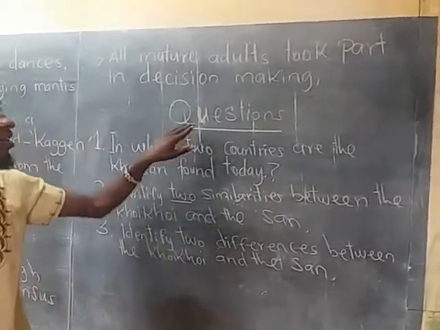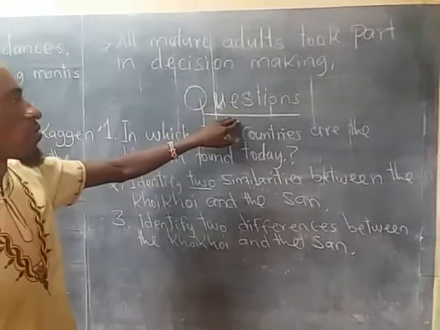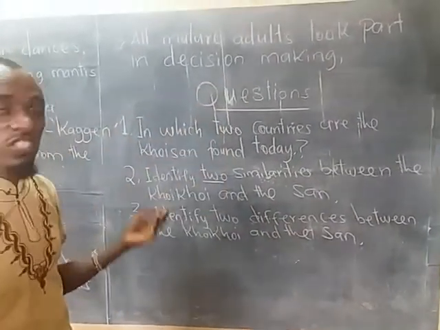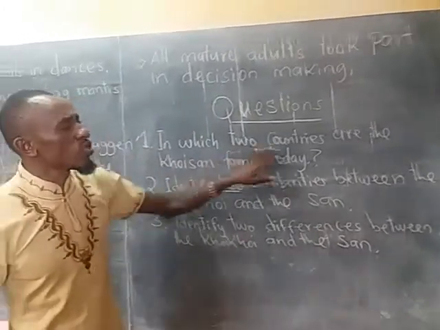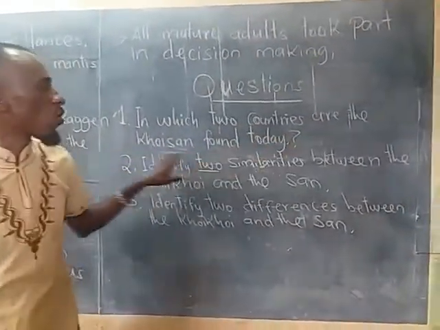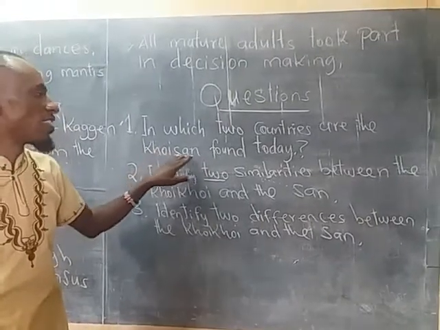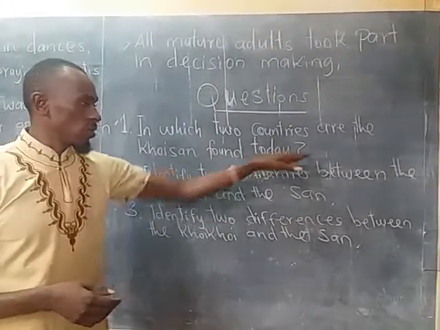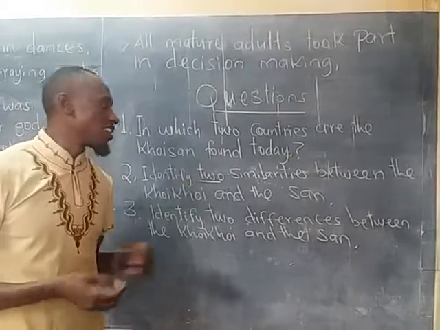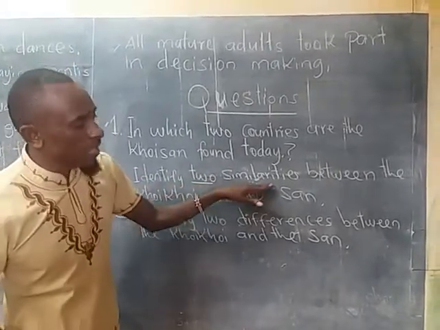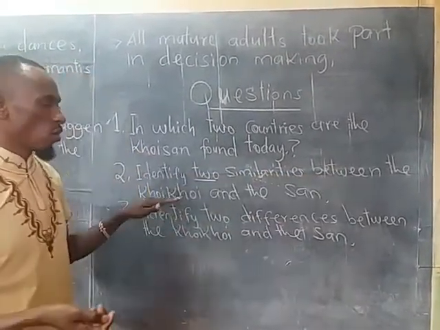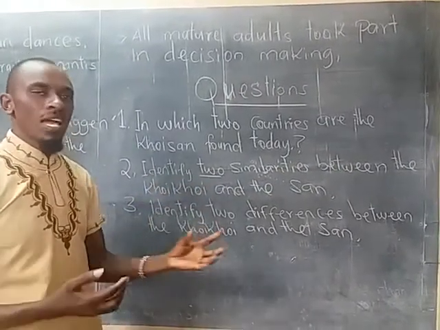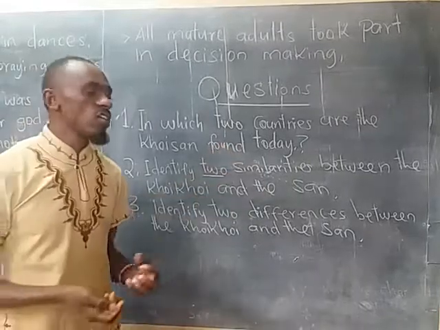Questions? Of course, we have now come to the conclusion of the Khoisan, so you should expect questions. The first one: in which two countries are the Khoisan, that is the Khoi and the San, likely to be found today? Find out. I'll be expecting this work here in school. Second, identify two similarities between the Khoi and the San. What is similar between them?